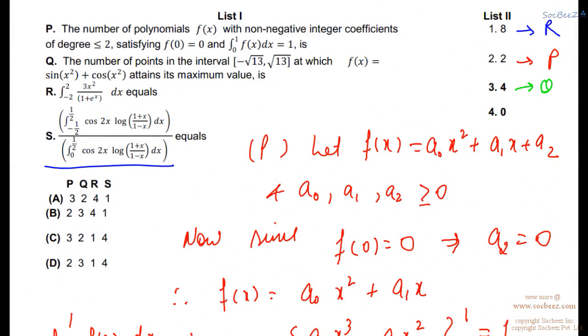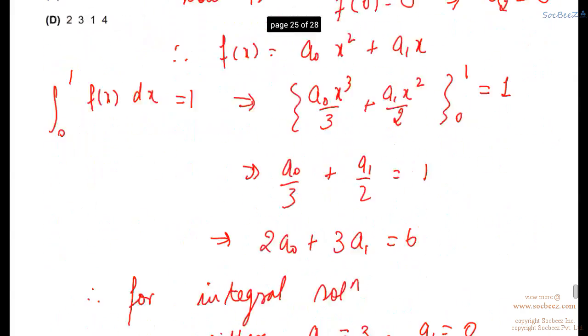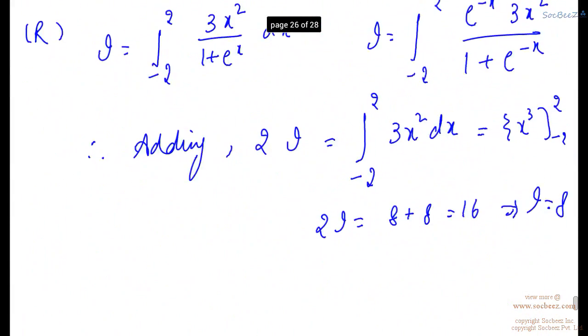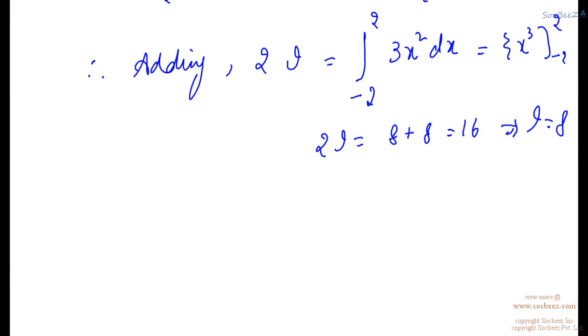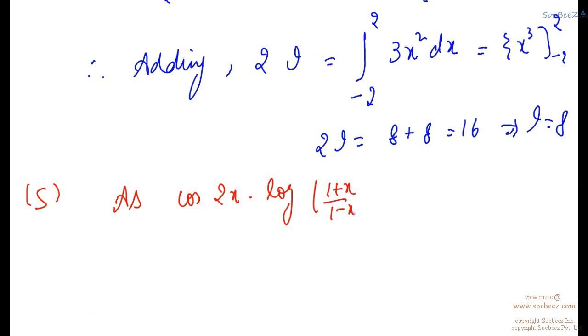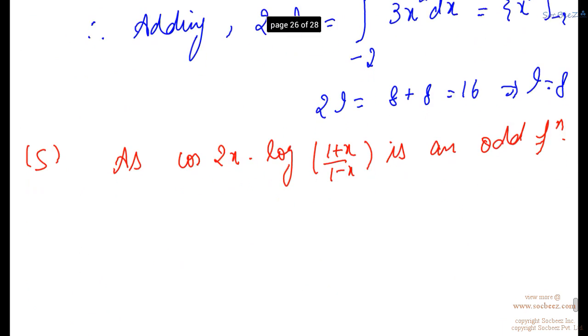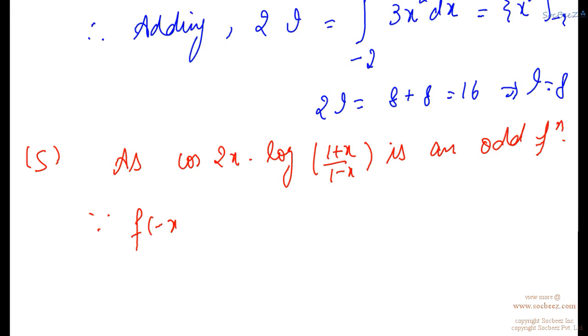Now S, let's see what S says. S says that this expression, integration from -half to half of cos 2x log (1 plus x upon 1 minus x) dx upon integration from 0 to 1 upon 2 of cos 2x log (1 plus x upon 1 minus x) dx equals, what does it correspond to? Here S, now as cos 2x dot log (1 plus x upon 1 minus x) is an odd function.